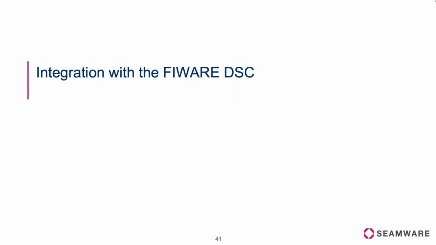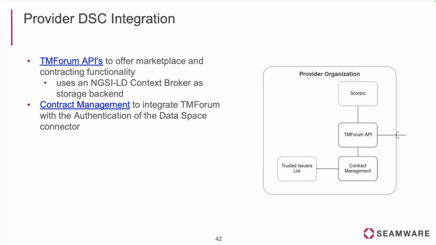Okay, so now that we have seen what is the TM Forum API and what is the BAE, that is a software created on top of them, we can go and see how all this stuff is integrated within the FIWARE Data Space Connector. And as you will see, this is a very simple integration, okay? The integration point is the TM Forum APIs. So from the point of view of a FIWARE Data Space Connector instance, you can or you cannot use the BAE. This is something that you decide if you want to use it.